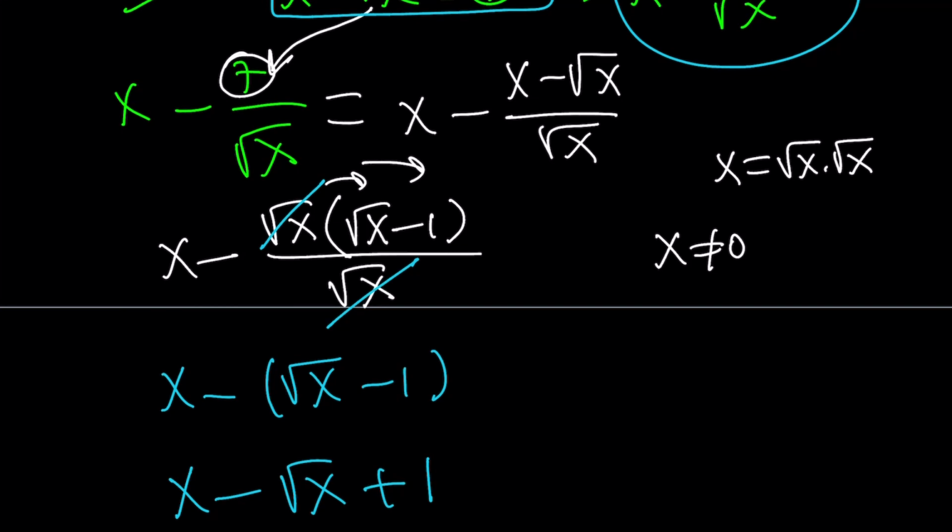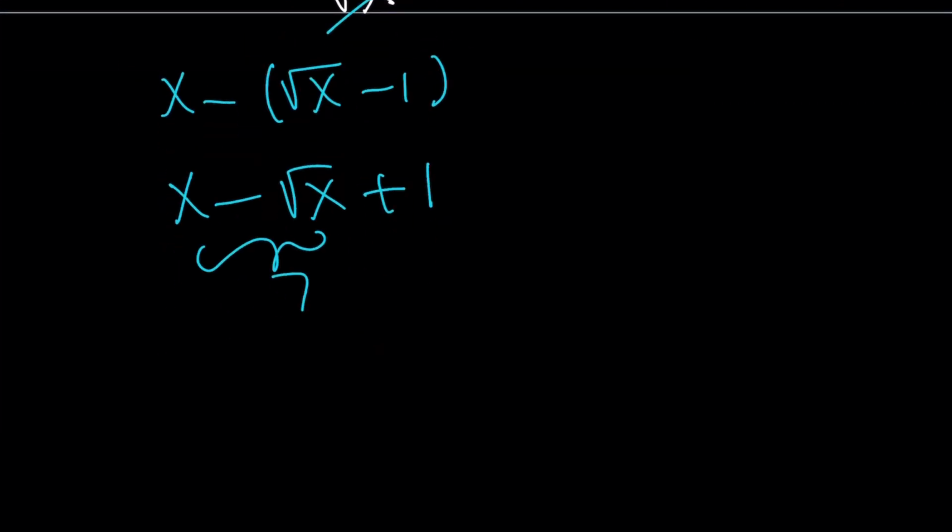But guess what? x minus square root of x is equal to 7. It's given, right? I mean, we know that. So this is 7, and what is 7 plus 1? Million-dollar question, right? 7 plus 1 is equal to 8.